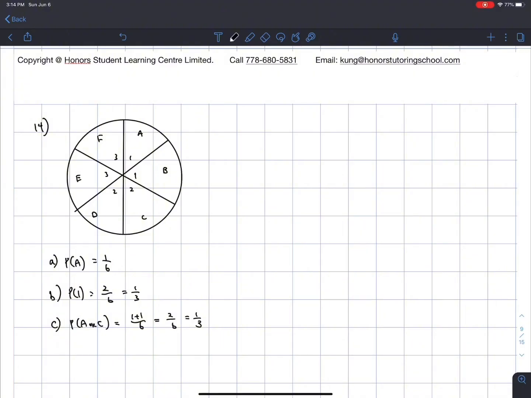D. Probability of a 1 or C. So we see that A and B are both 1. And C, there is only one region. And this is out of 6 total regions. And we can simplify this to a half.